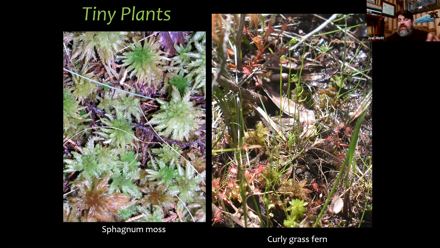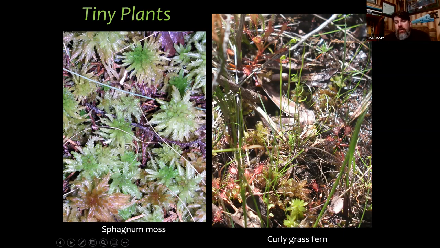They used to use a lot of it in the flower industry, and it was harvested and pressed, and that is no longer taking place. So nobody's taking sphagnum moss out of the forest anymore. And one of our real famous plants and smallest plants is the curly grass fern.